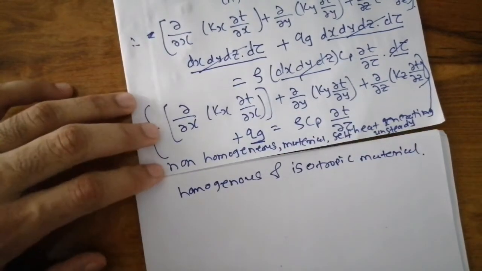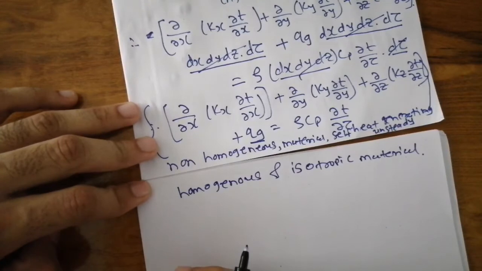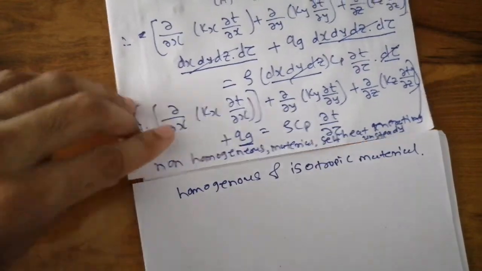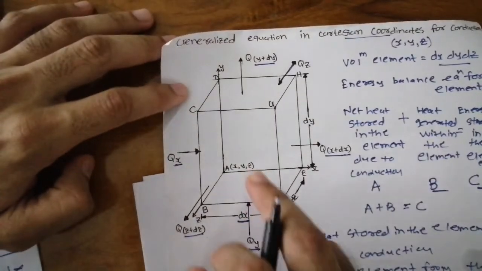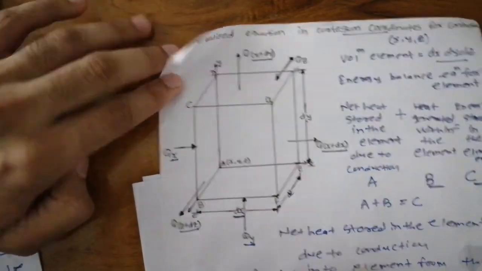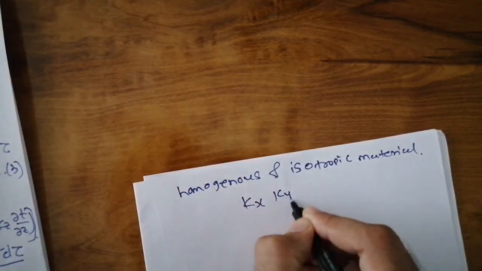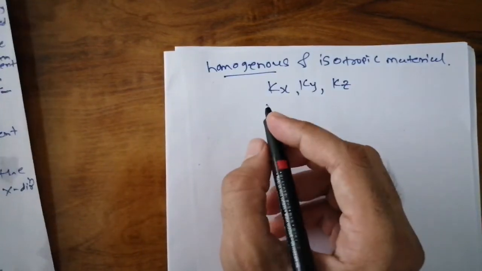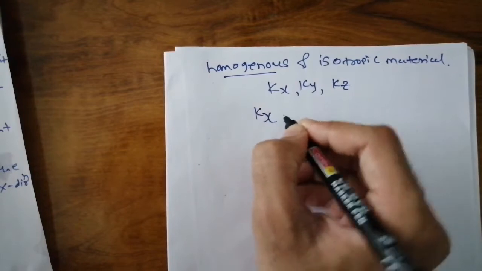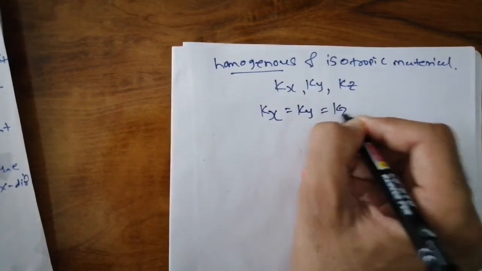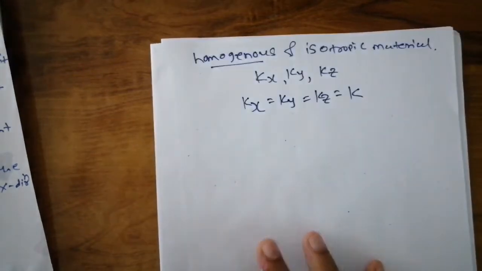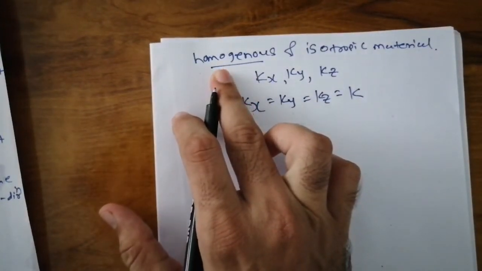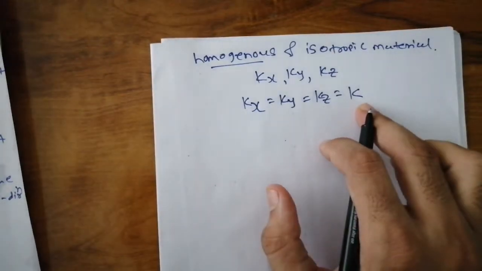Homogeneous means what? The material having a specific heat, density and thermal conductivity that are the same everywhere in the material. Earlier, if we consider the x, y and z directions, we considered the thermal conductivity to be different: kx, ky and kz. But in a homogeneous material, the thermal conductivity is the same in each and every direction. So we write kx = ky = kz = k. Thermal conductivity of each direction is the same.